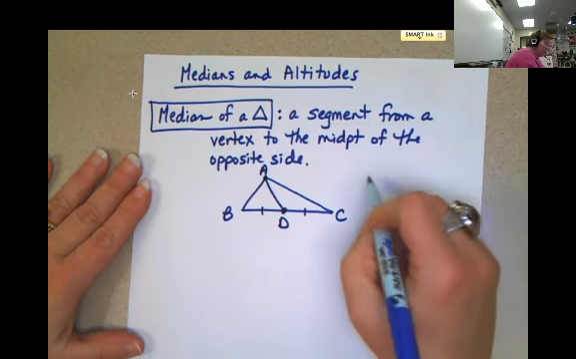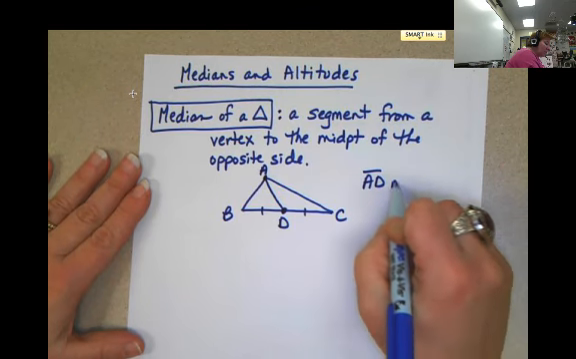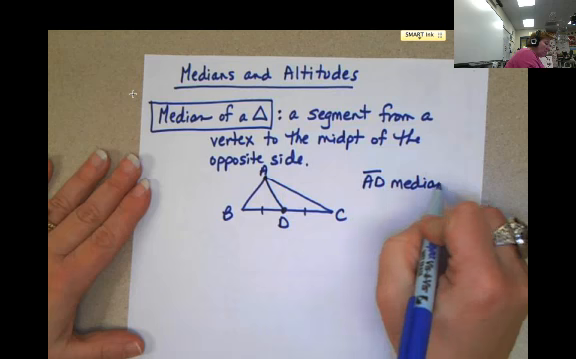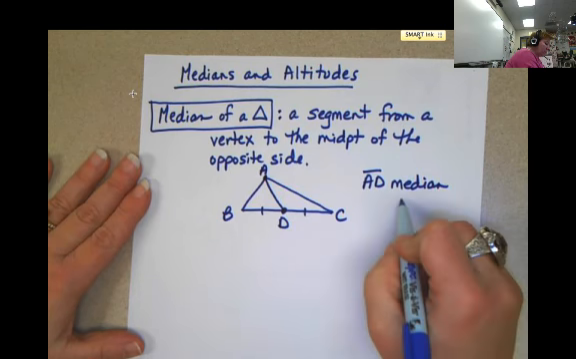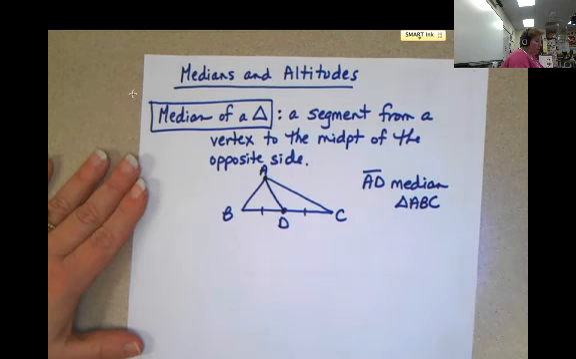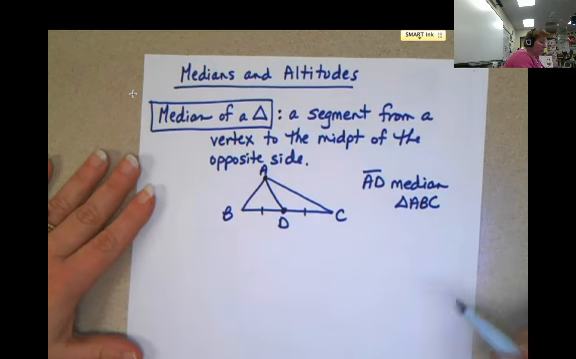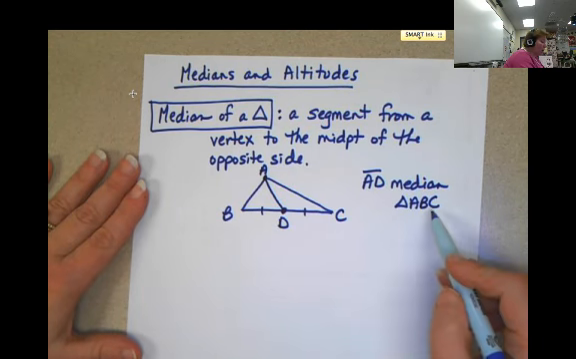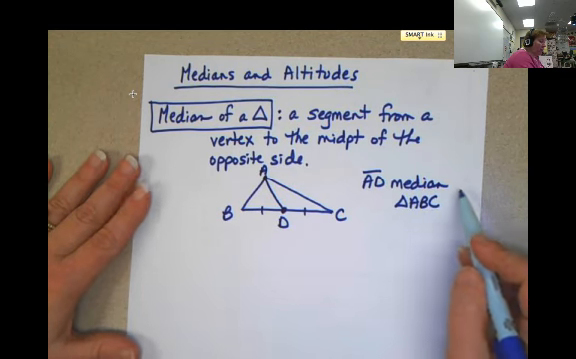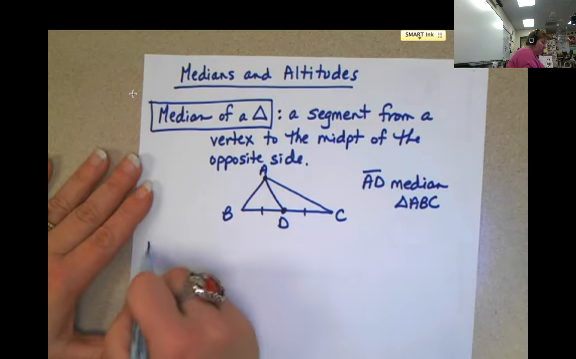So what we would say here is that segment AD is a median of triangle ABC. Segment AD is a median of triangle ABC. Another way to say it is that segment AD is a median to segment BC, but when you're writing it down, you don't have to write the of or the to. Okay, so let's go to an altitude.